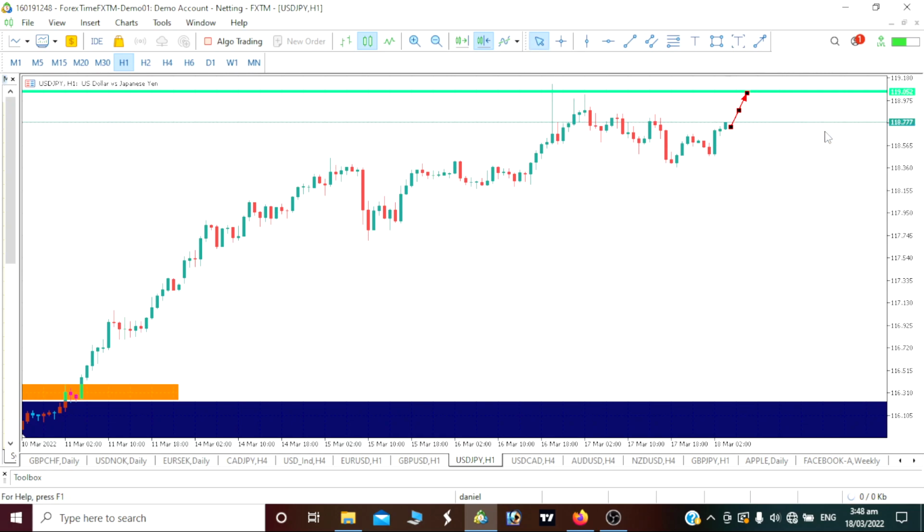By the way, I will not be taking this USDJPY trade, but if you want to take the trade, I will advise you first of all to wait for our price to come and test this 119 before you can actually say, okay, let's look for a sell or whatever on our USDJPY.